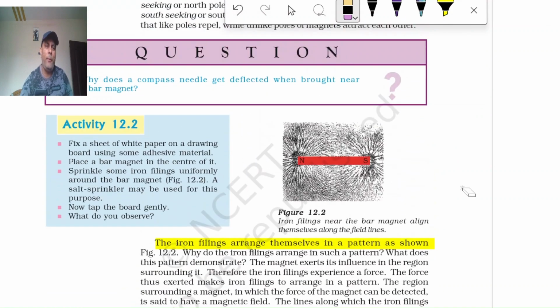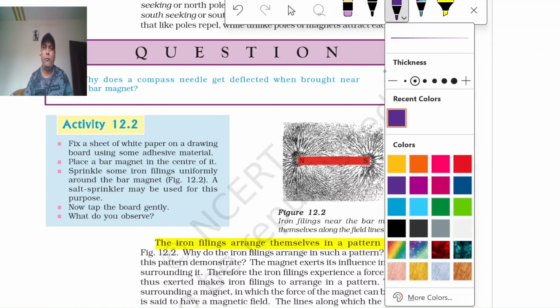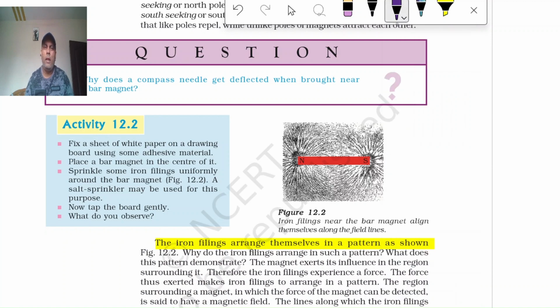So what will happen when we put a magnet here? This is the magnet. When you put a magnet near the iron filings, what will you see? Small iron pieces are put on the table, and then the magnet is placed. You will see the iron pieces align themselves.